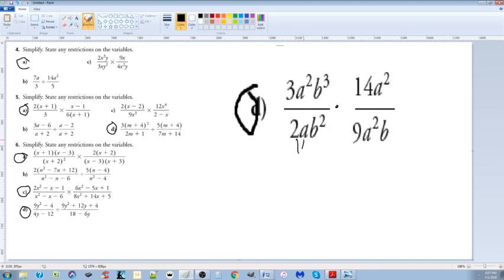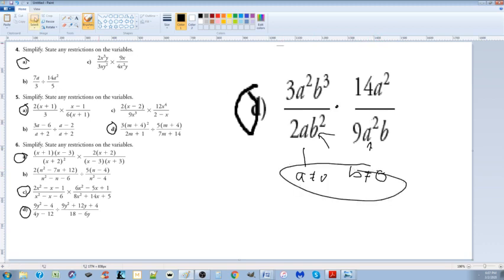These are all multiplying each other. So anytime there's a 0 in one of them, it makes the whole thing 0. So we can see instantly that a cannot be 0 and b cannot be 0. Anything else is fine. The fact that it's b squared or a squared doesn't matter. 0 squared is still 0. Okay, so those are the only two restrictions. So you put them aside.